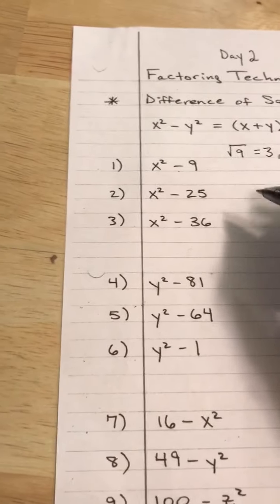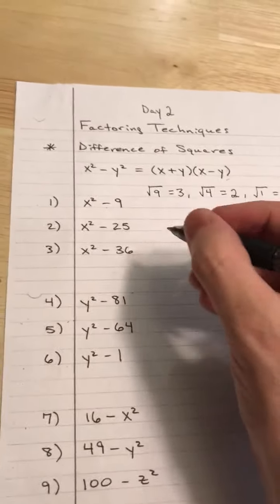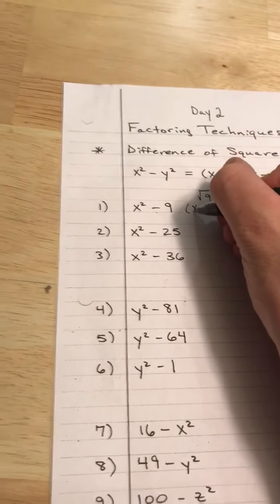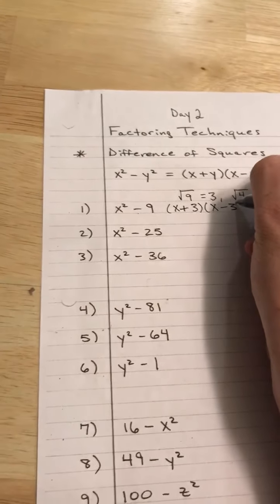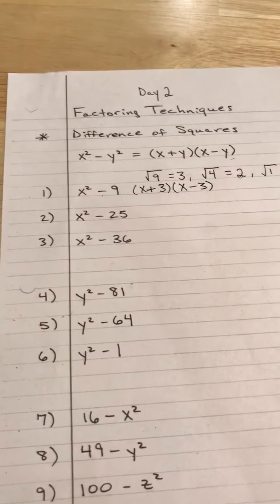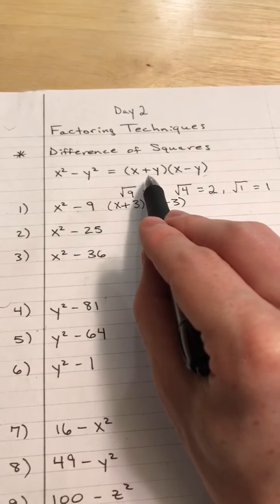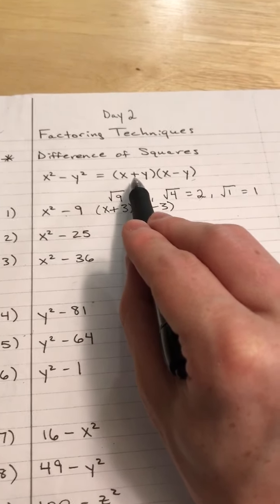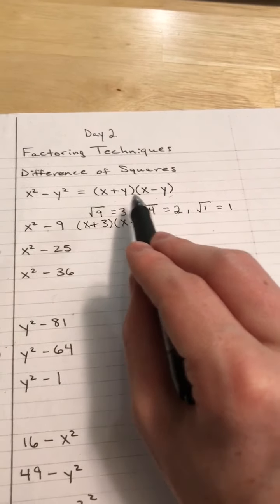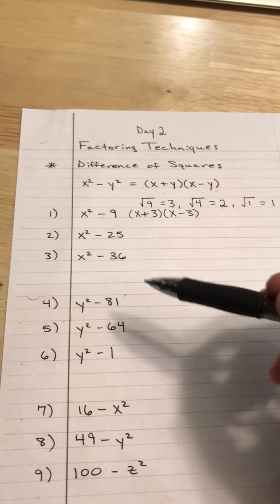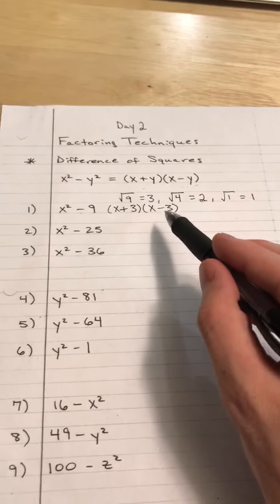Okay, so to factor this one, I know that to take the square root of 9, that would give me 3. So I'm going to write this as x plus 3 and x minus 3. Okay? That's how we're going to factor these. There's always going to be a plus, see up here? And there's always going to be a minus, you can see the minus over here. So all your answers today are going to have a plus in between and a minus in between. Remember that. It's always going to be a plus and a minus.